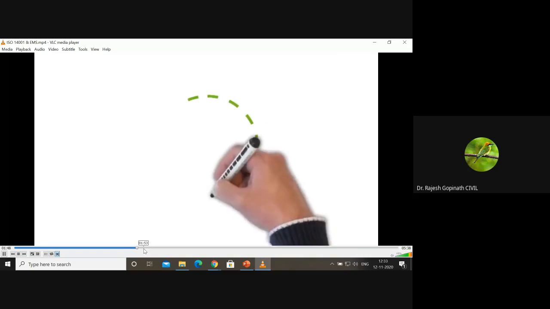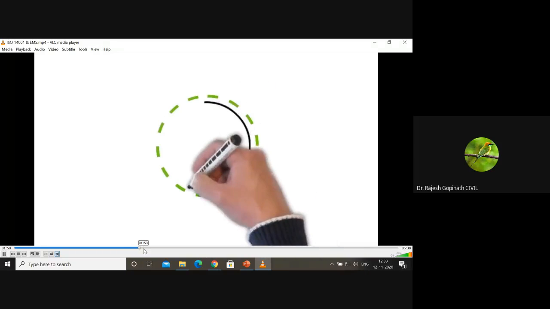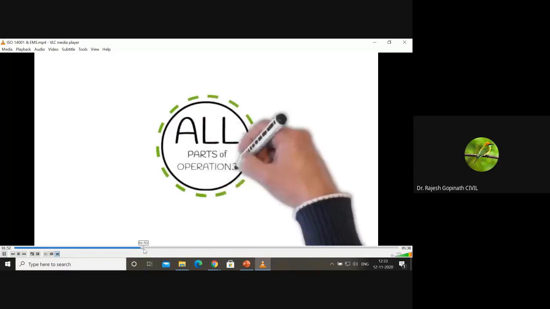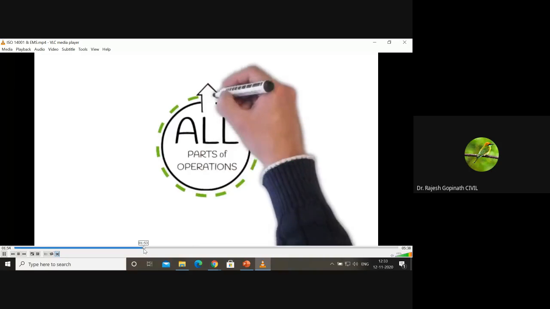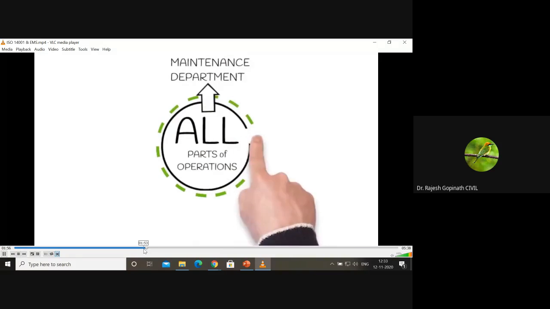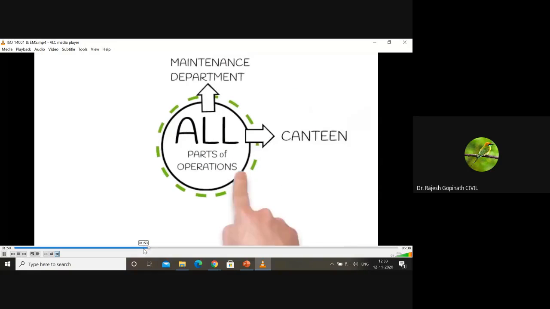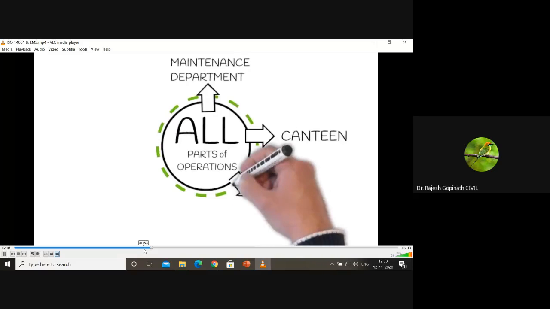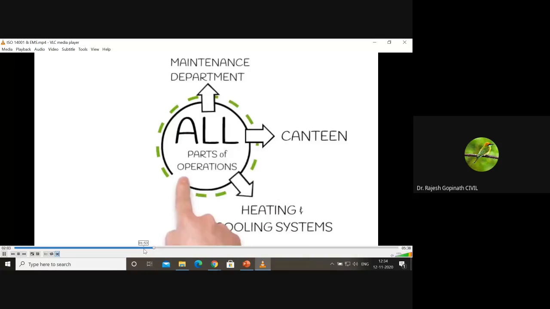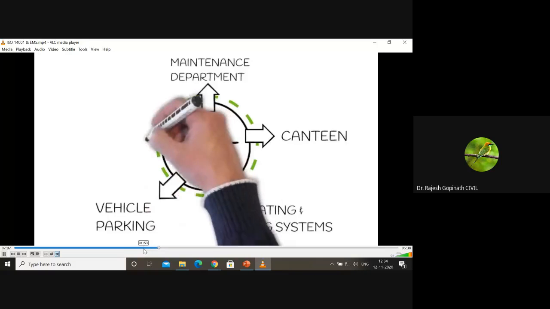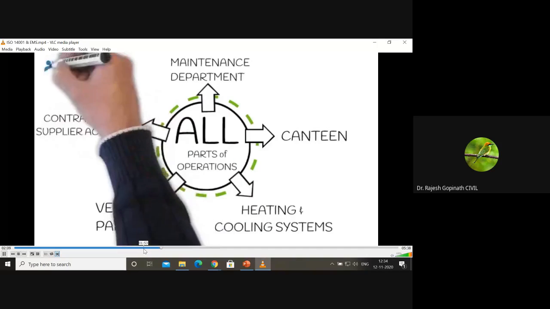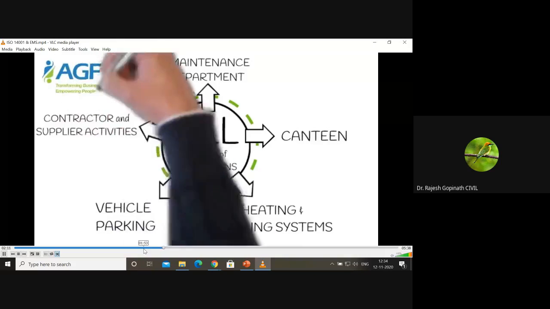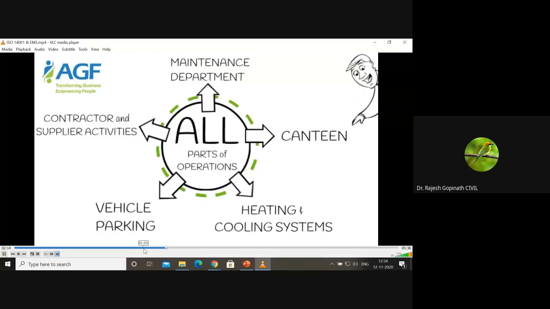When identifying environmental aspects, all parts of the company's operations in the defined scope have to be considered, not just the obvious core manufacturing or service activities. For example, most facilities have a maintenance department, offices, a canteen, heating and cooling systems, vehicle parking, and contractor-supplier activities, each of which may have an impact on the environment.